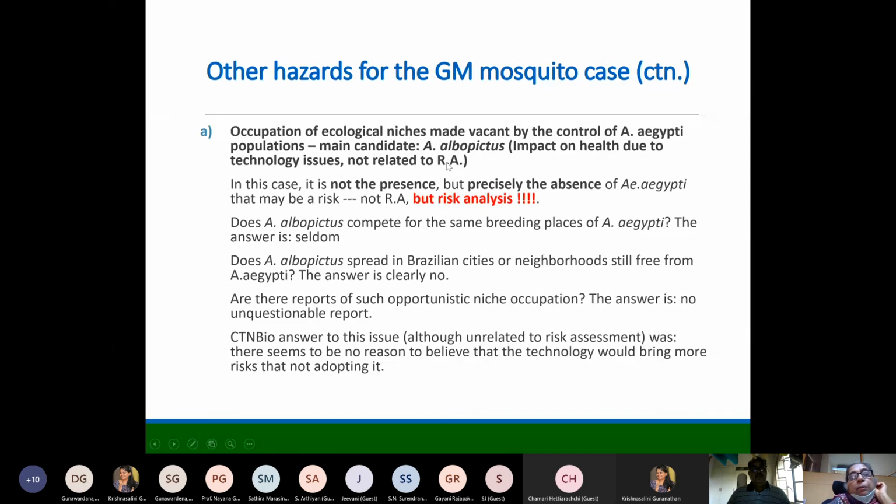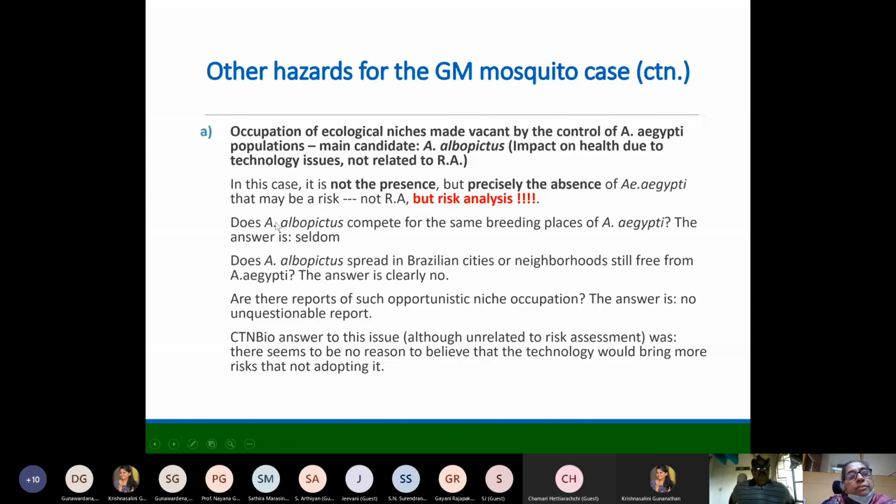In fact, I was reading about A. albopictus, where they said, occupation of the ecological niche made vacant by the control of Aedes aegypti. In this case, it is not the presence but precisely the absence of the aegypti that may be a risk. So we are not seeing the risk of the modified Aegypti being present, but of its absence. This is what they said; it may be true for the Brazilian situation. You have to see for your country.